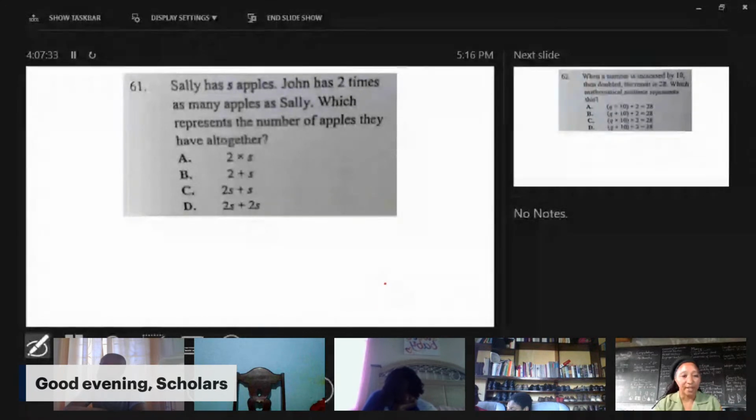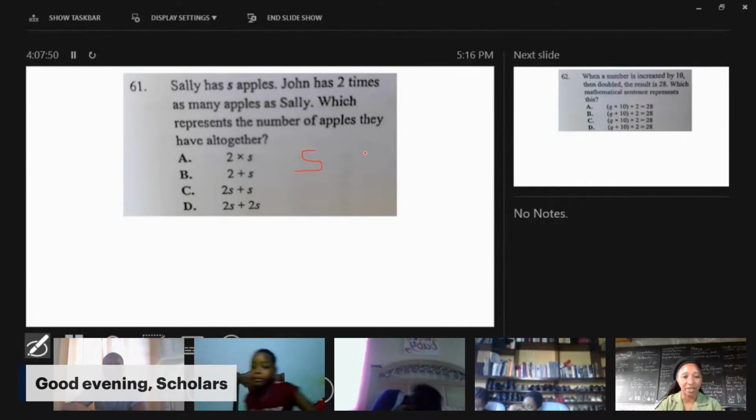All right, so you're saying 2S plus S. Okay, why are you saying 2S plus S? Miss, because the amount of apples Sally has is represented by S, and John has 2 times that amount. All right, so Sally has S and John has 2S. So the total altogether will be S plus 2S. That's correct.